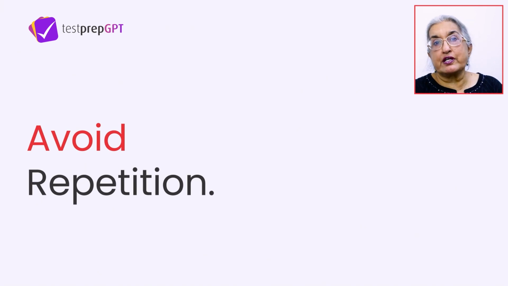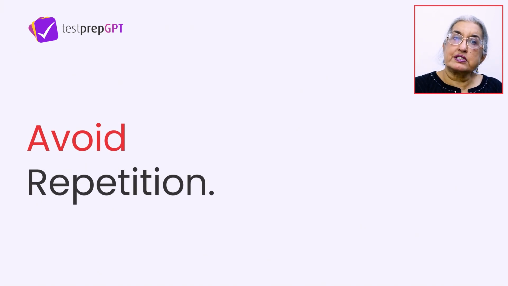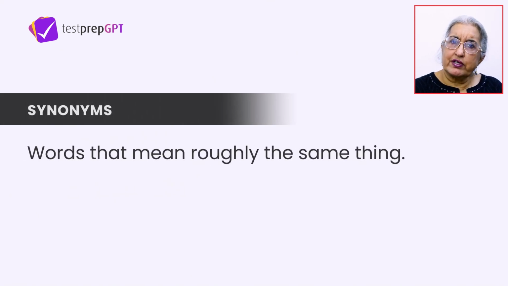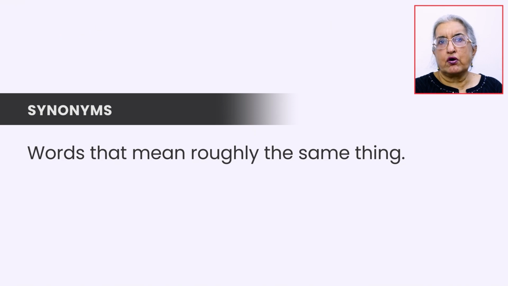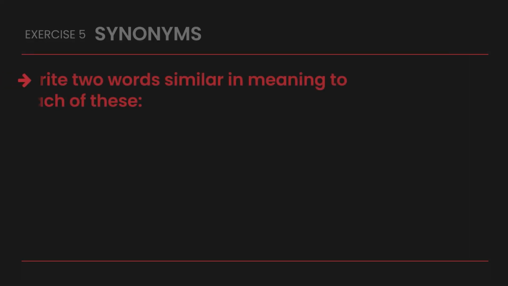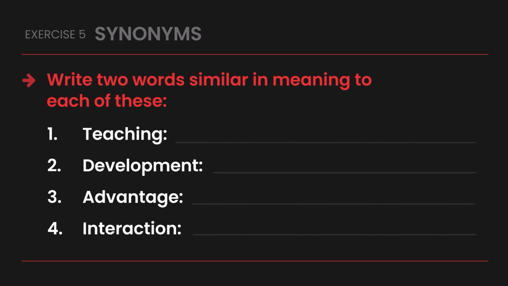So you have to avoid repetition. You can't use the same word over and over again. So just check your writing. If you're using the same word, then try and see, does it have an equivalent word, what we call a synonym, word which has equivalent meaning? So try to put down a list of equivalent words and use them in order to bring in the range of vocabulary. So here we have an exercise in synonyms.